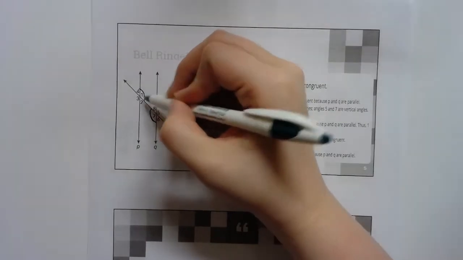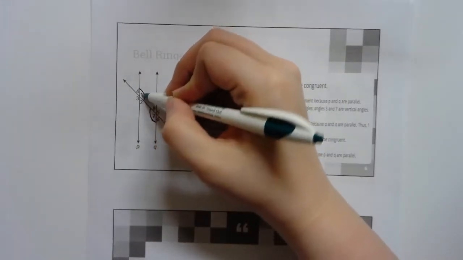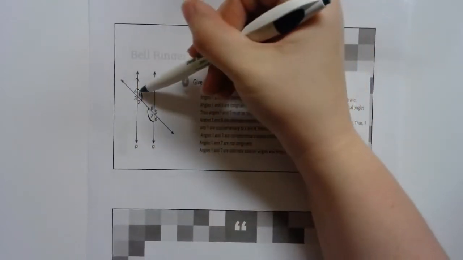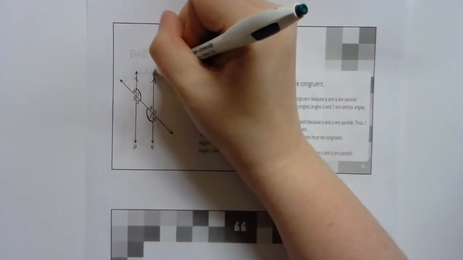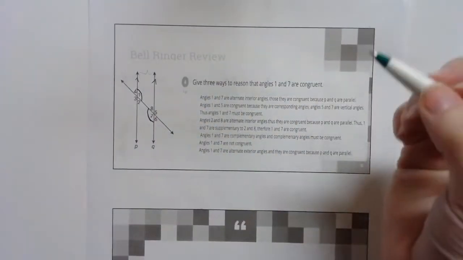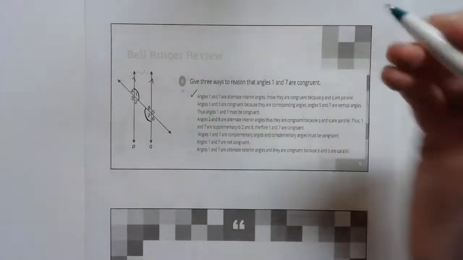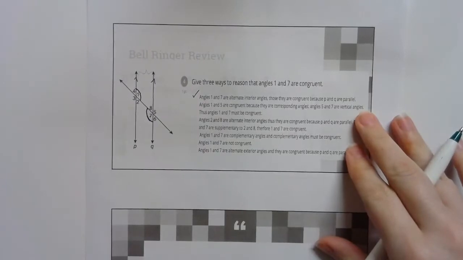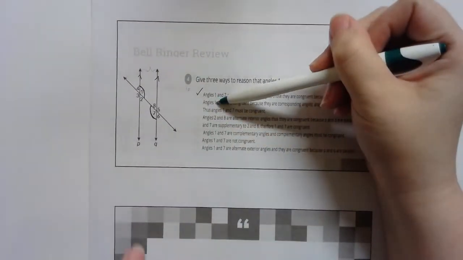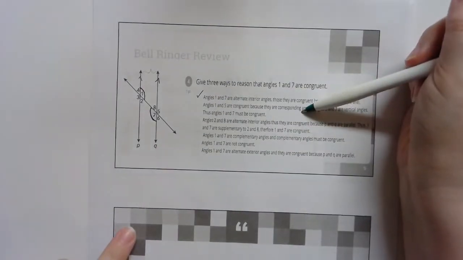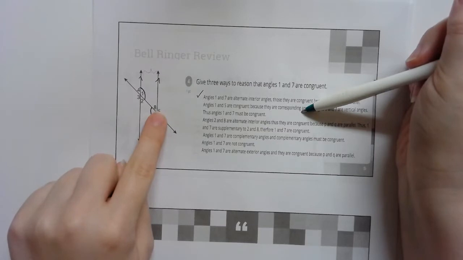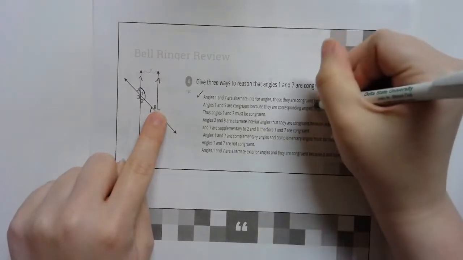So if 1 and 7 are alternate interior, these would be my parallel lines. These are inside the parallel lines, and they're on opposite sides of the transversal. So that's true. They are alternate interior angles. Okay. The next statement says angles 1 and 5 are congruent because they are corresponding angles. So we're tracking the reasoning here. 1 and 5 are corresponding. That's true. So that part's true.